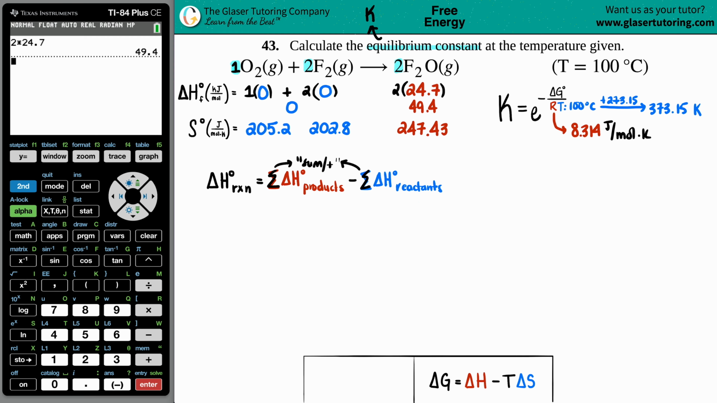Now I'm ready to do my formula. So delta H for the whole entire reaction equals 49.4 minus 0. And I'm just going to put the answer over here. Okay, so that delta H for that reaction equals 49.4. Now the units here, since we took them from the back of the book, are going to be in kilojoules.